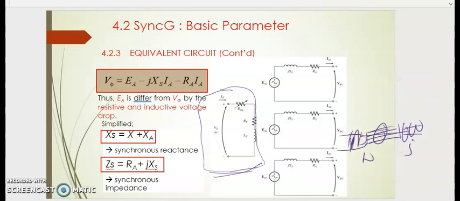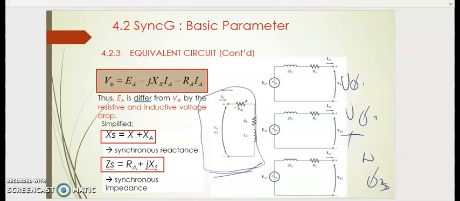Okay, then we have three sources, the so-called phase 1, phase 2 and phase 3, three points of source that deliver output to the load. So we have one field and three armature sources. So V phase 1, phase 2 and phase 3. So we have EA1, EA2 and EA3.